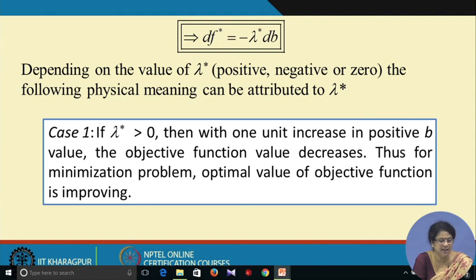What else can you say? I am changing b. I am increasing b, which means I am relaxing the constraint. Then in that case we are getting a better minimum value of the optimization problem. What does it mean? It means that lambda gives me the gain in the minimum problem. That is why it is said in economics, lambda star is the marginal gain in the minimization problem. If lambda star is positive and I increase b, we will get better df.